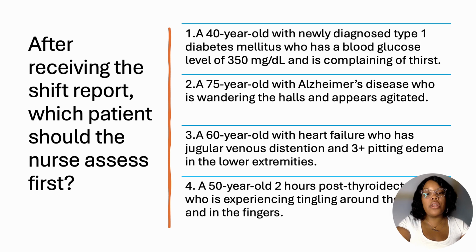So that's not priority. Now, the one that could have been close to choosing is the patient with heart failure who has JVD and 3+ pitting edema. But if you know the pathophysiology and you know the signs and symptoms of heart failure, we know that this stuff is expected in these patients. All right, how's everybody feeling about these? I think you guys are doing so good.